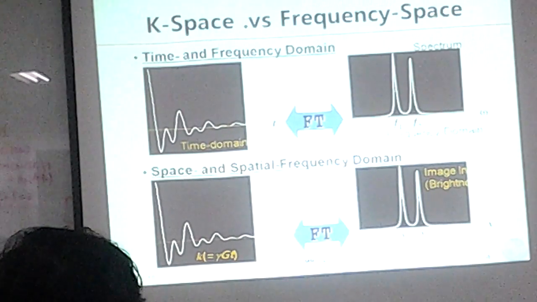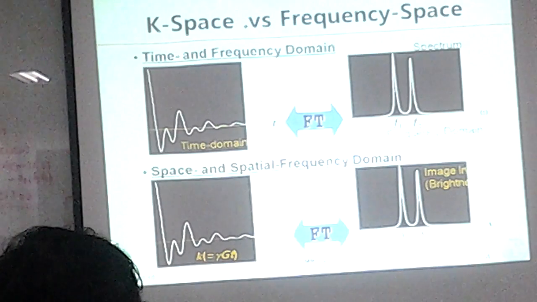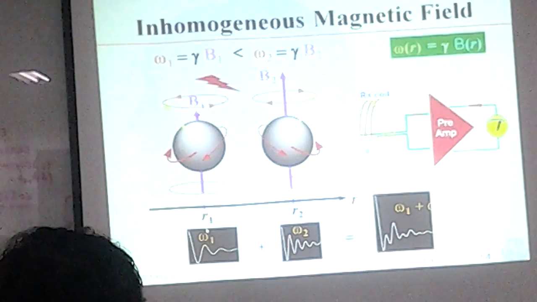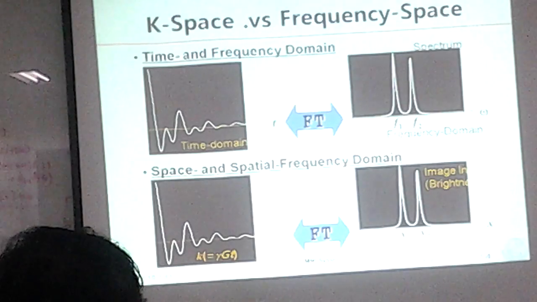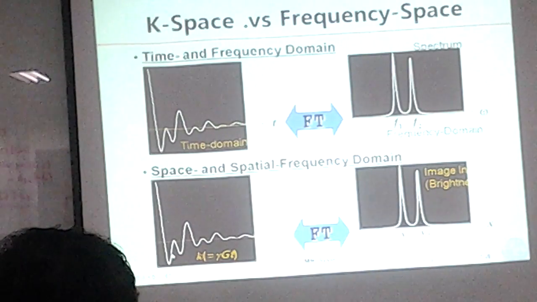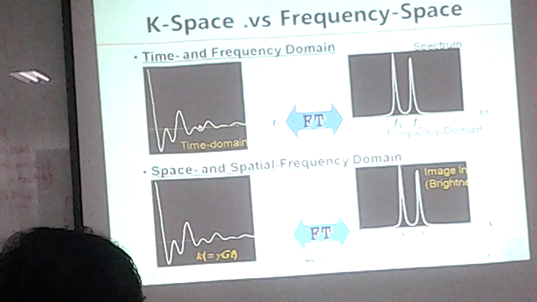So the frequency can be replaced by the position parameters x1, x2. Strictly speaking, x1 should be replaced by r1 and r2 here. There is some misprint here. So the concept is the same. This is the time-varying signal, but this is the time-varying signal.